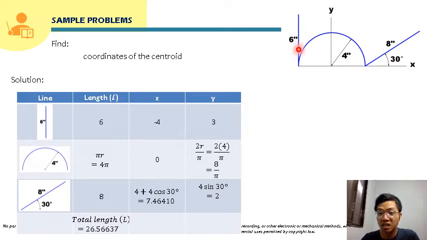So that will be 3, and since it is at the upper part of the y-axis, or above the reference point, that will be positive.